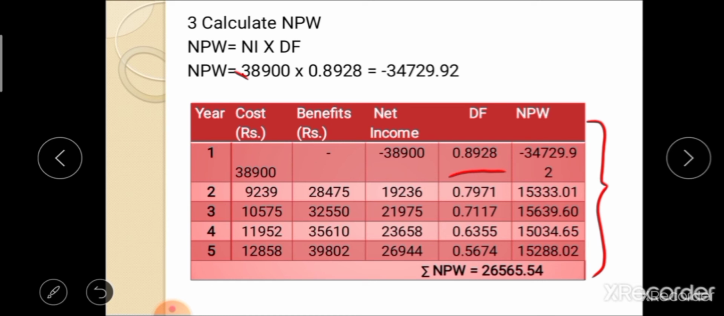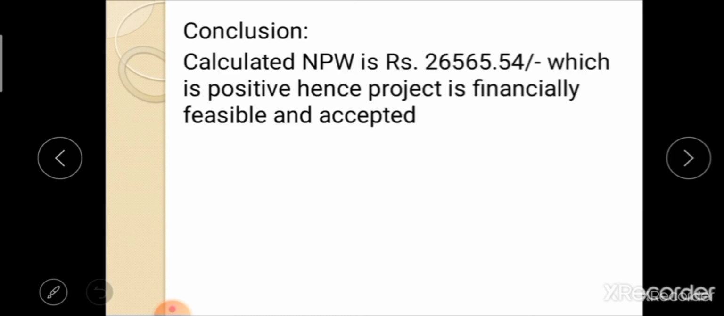After calculation of the 5 years' NPWs, the final summation of NPW is calculated, which is near about 26,565.54. This is the NPW, and on the basis of this NPW, the final conclusion can be written: the calculated NPW is 26,565.54, which is positive, hence the project is financially feasible and accepted.